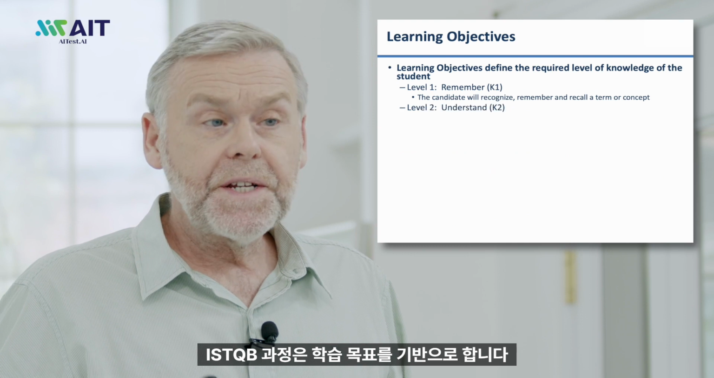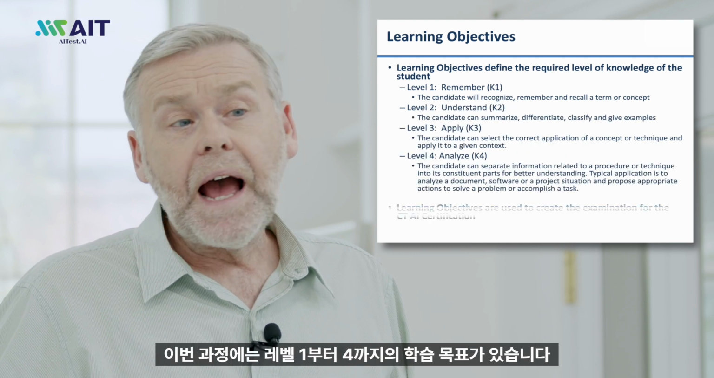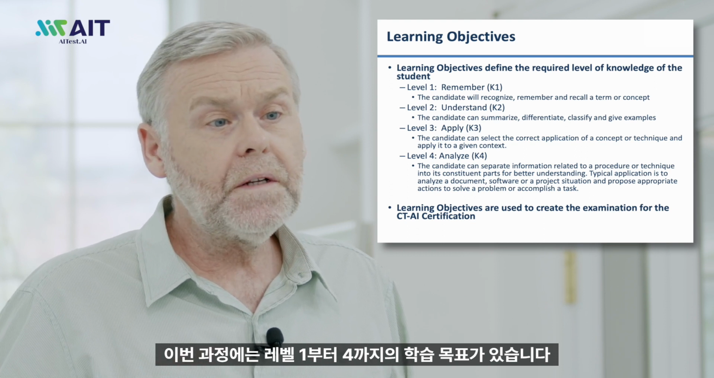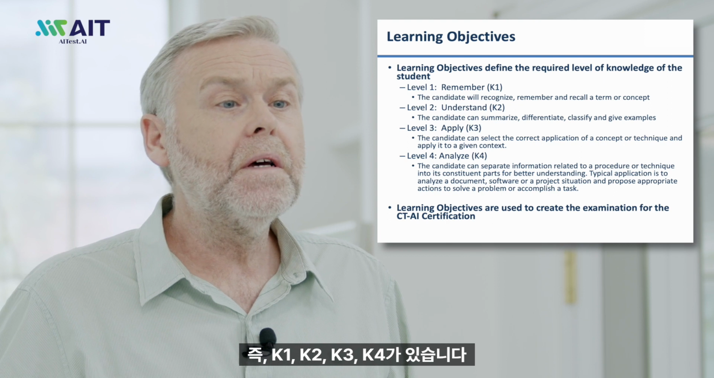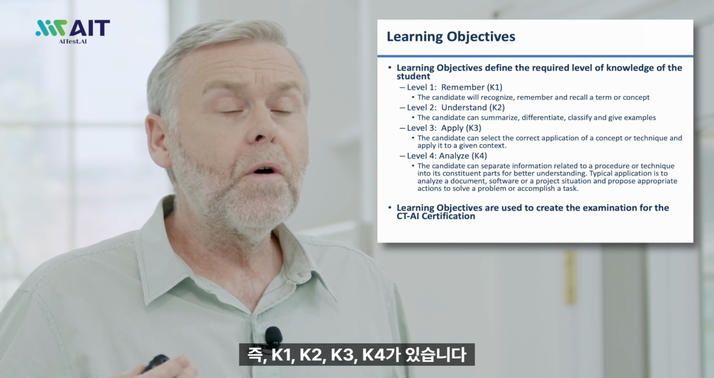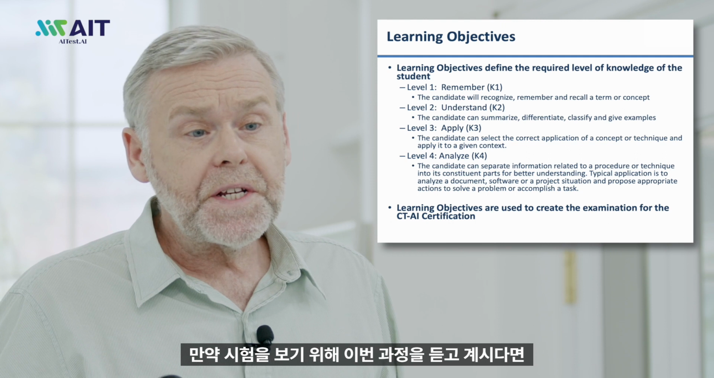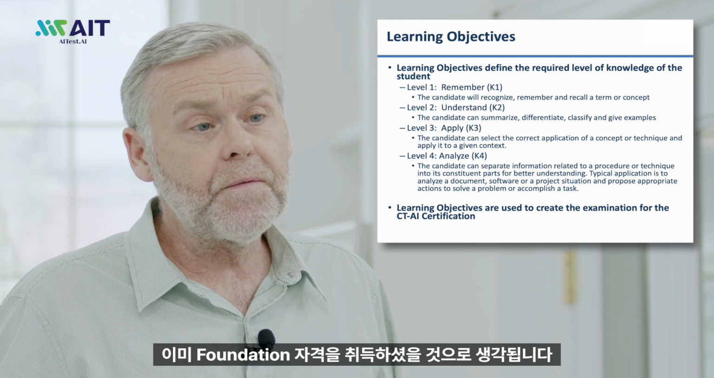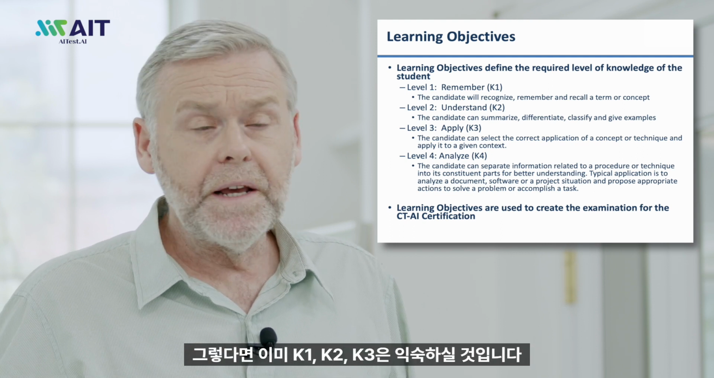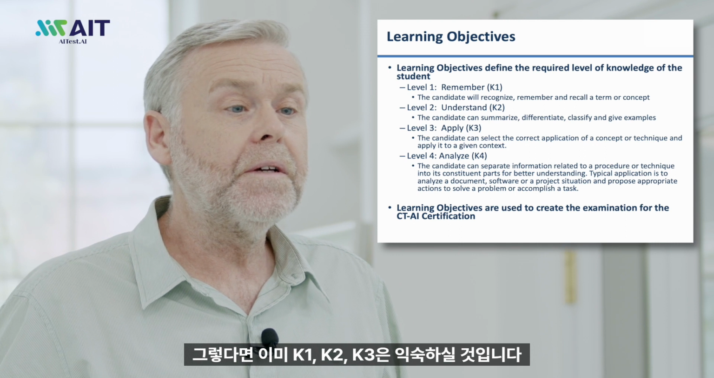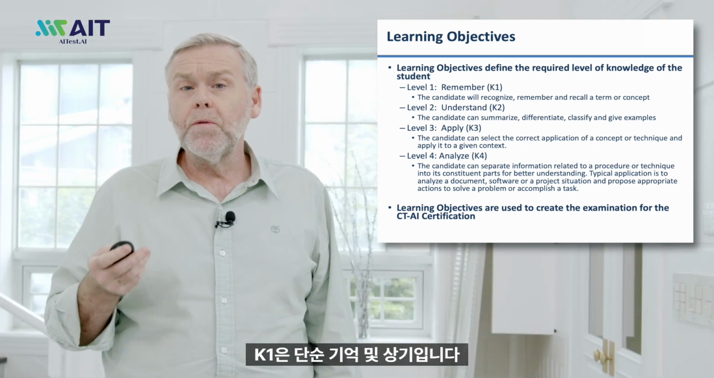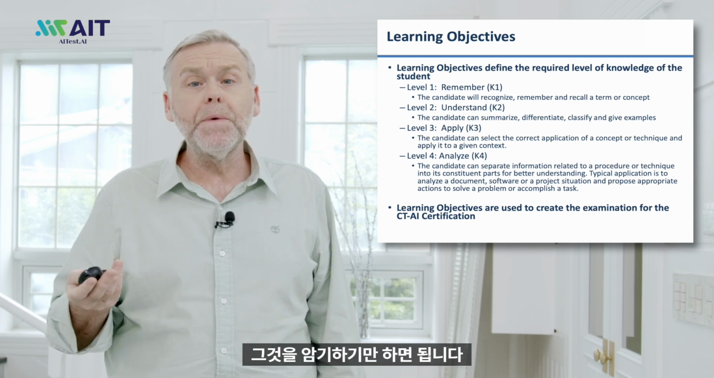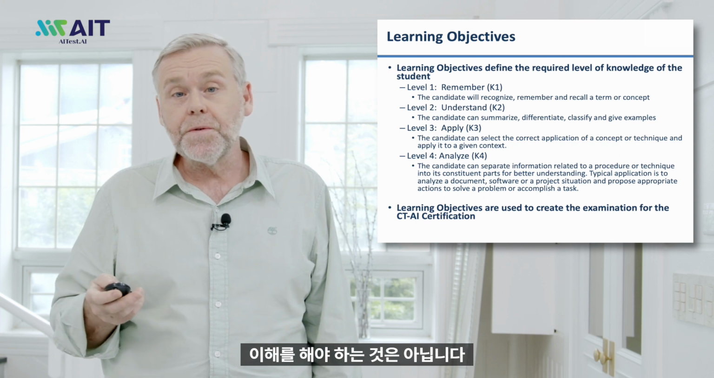ISTQB courses are based around learning objectives. And in this course, you'll find that we have learning objectives from level 1 up to level 4. So K1, K2, K3 or K4. If you're taking this course to pass the exam, you'll already have passed the certification at the foundation level, in which case you should be familiar with K1, K2 and K3. K1 is just remember or recall. In this case, if there's a list, for instance, you just have to remember the list. You don't have to understand it at all.